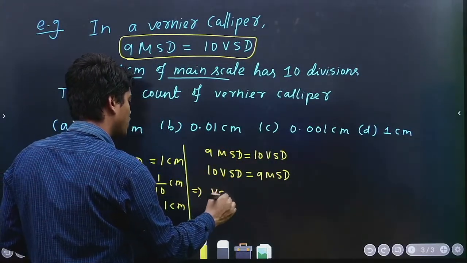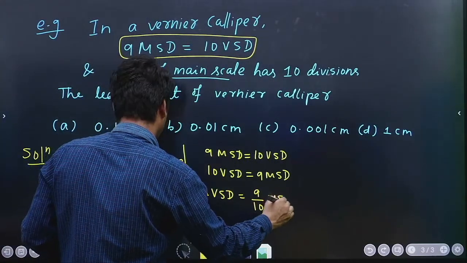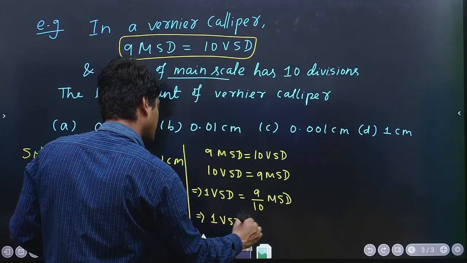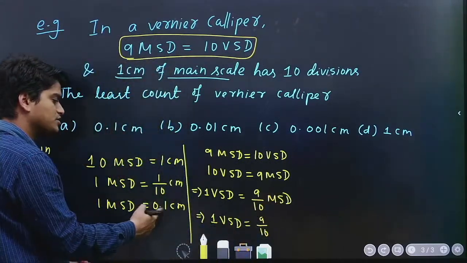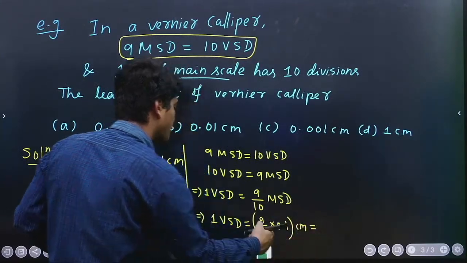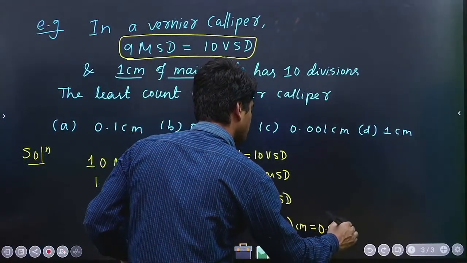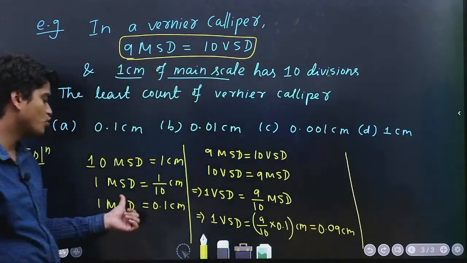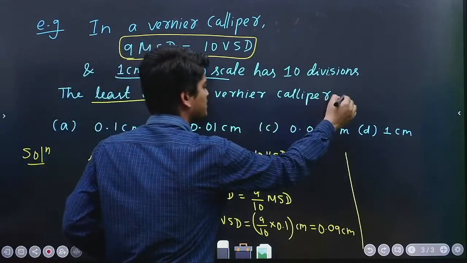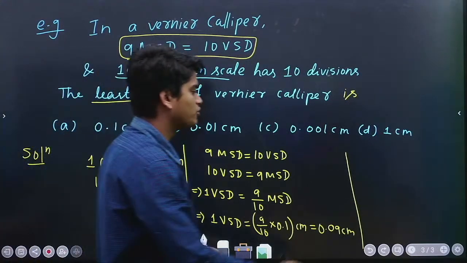Now see. Now 1 VSD how much? 1 VSD is 9 by 10 MSD. 1 MSD how much? 0.1 centimeter. So everything will come in centimeter. Tell how much coming this one? 0.09 centimeter. So this is your 1 MSD, 1 VSD. What they asked in question, the least count of the vernier caliper is how much?